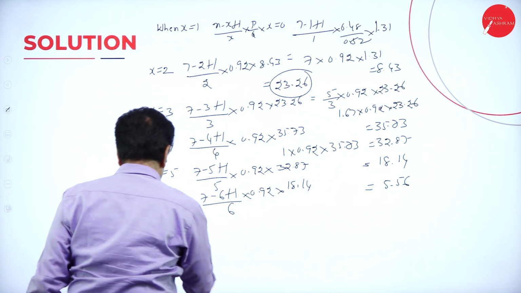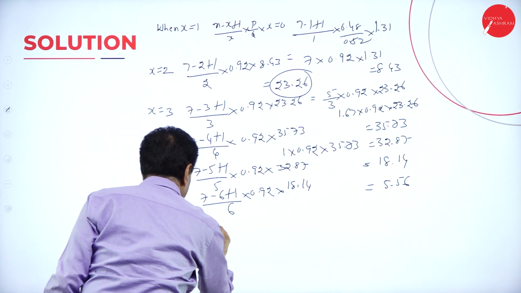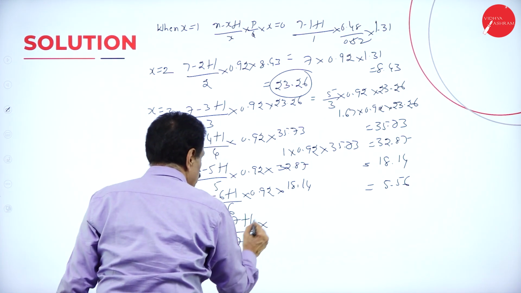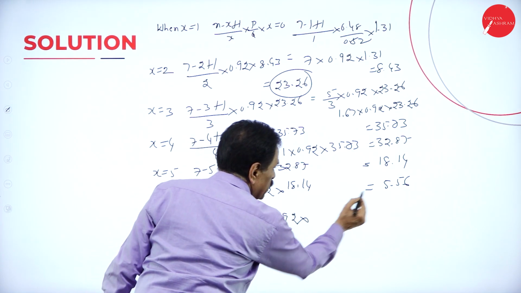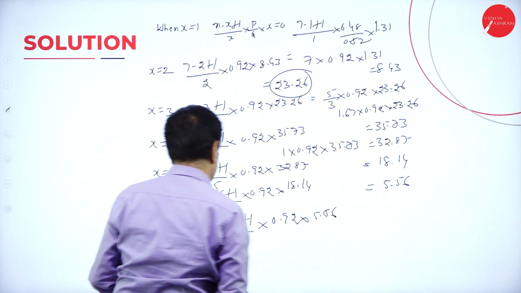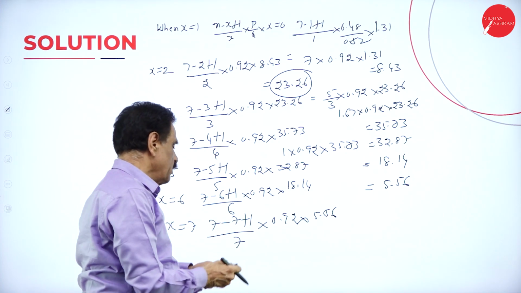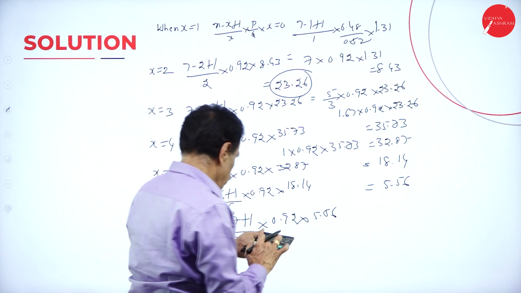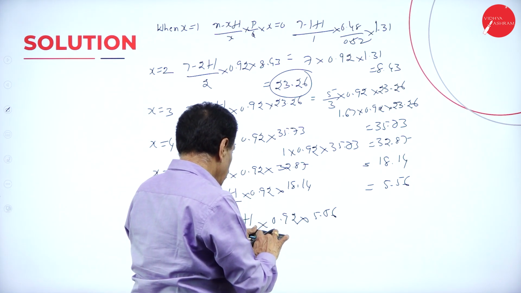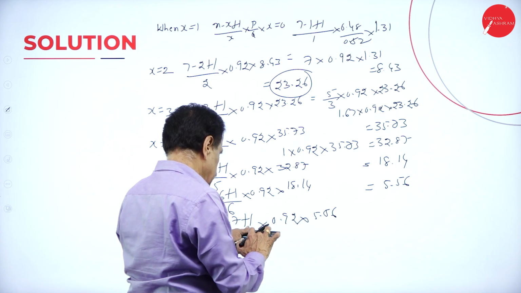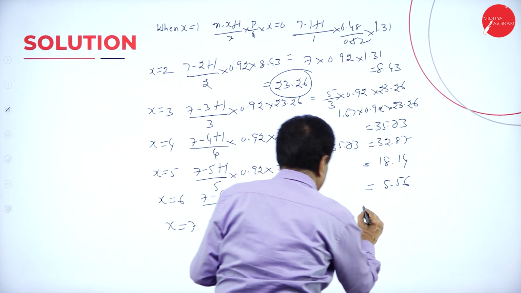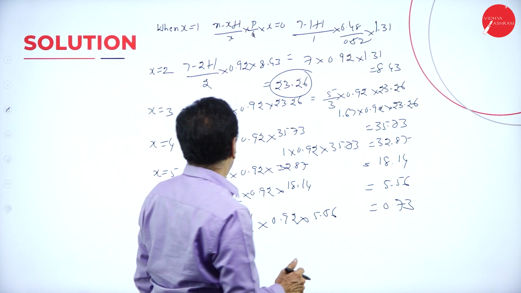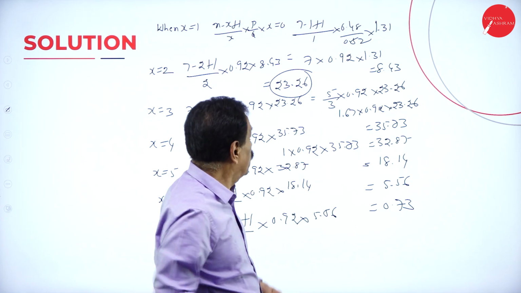Last one, when x is equal to 7, 7 minus 7 plus 1, divided by 7, into 0.92 into the last number, 5.56. 7 minus 7 is 0, so 1 divided by 7 into 0.92 into 5.56 is 0.73, less than 1.